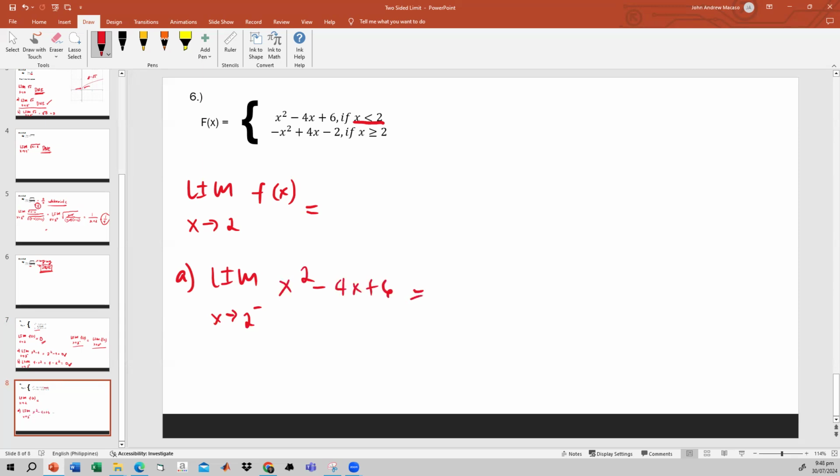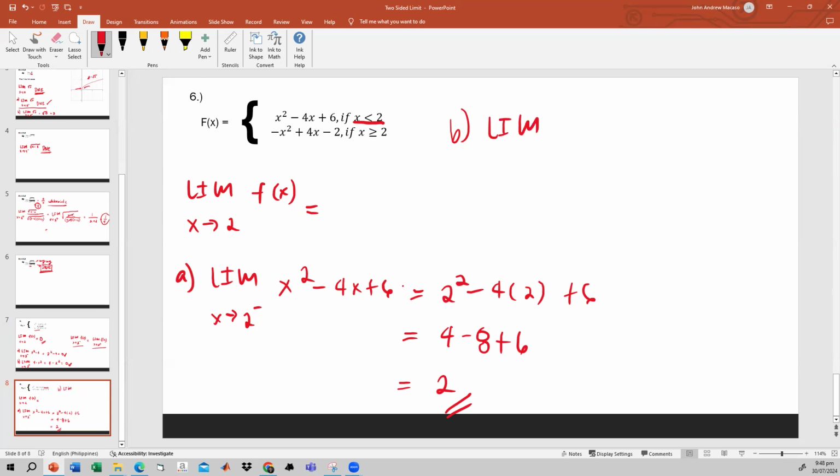We will evaluate the limit by substituting 2 directly. This will lead to 2 squared minus 4 times 2 plus 6. So this will become 4 minus 8 plus 6, which leads to 2. So the limit of the function from the left of 2 exists and is equal to 2. Then you just need to check the right side limit as well.